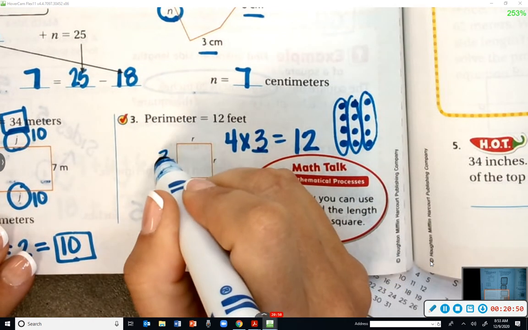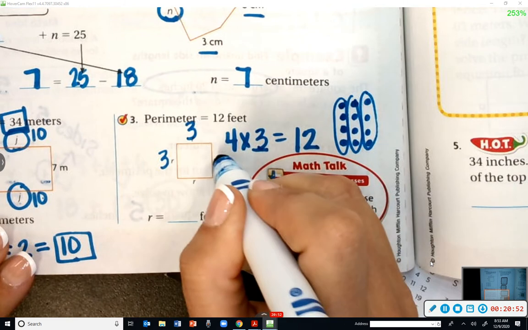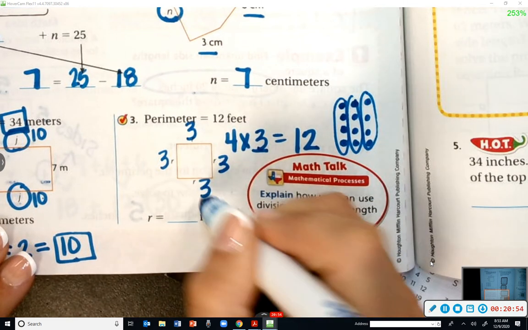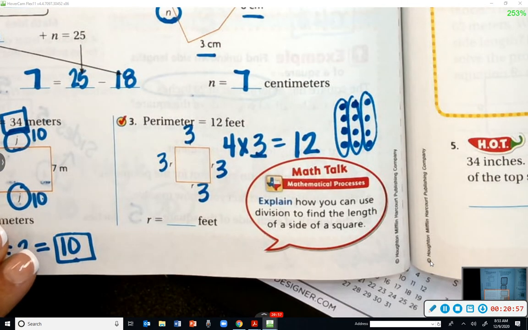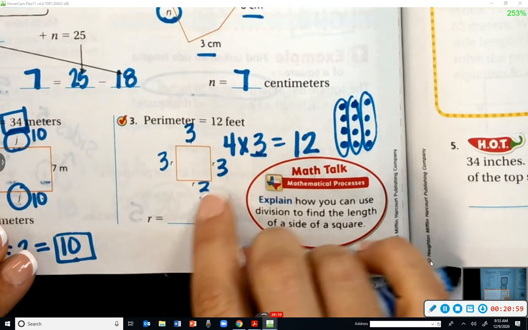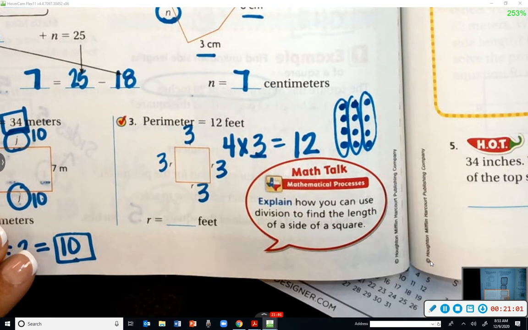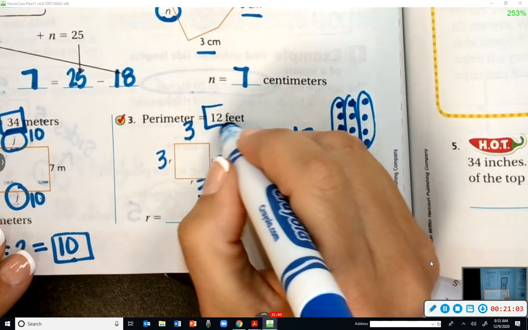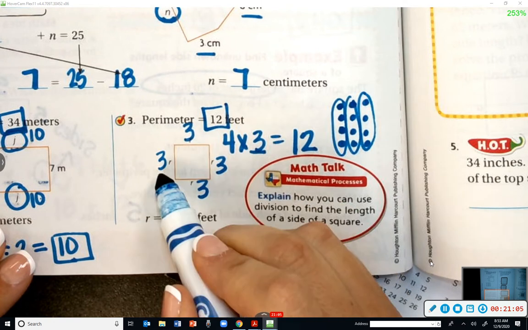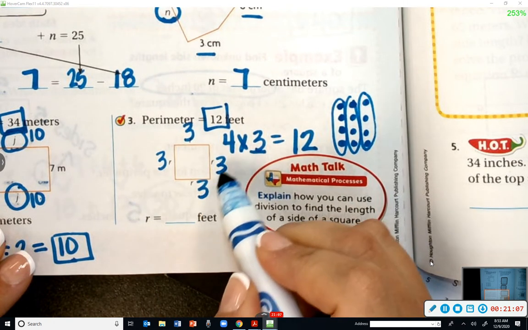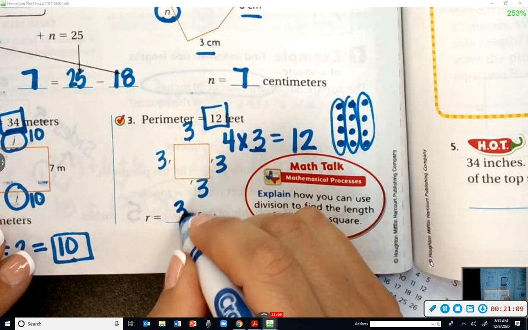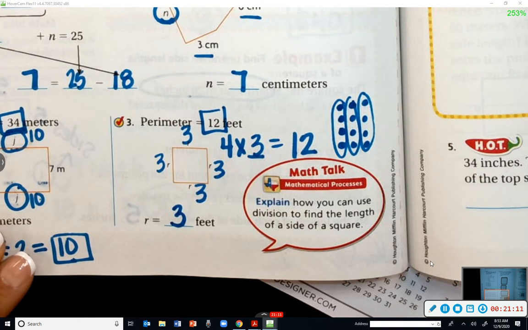So let's put that out here and see if that makes sense. Would that make sense to have 3 on every side? Yes, because it adds up to 12. 3, 6, 9, 12. Okay?